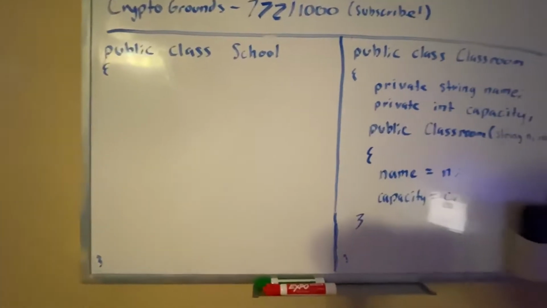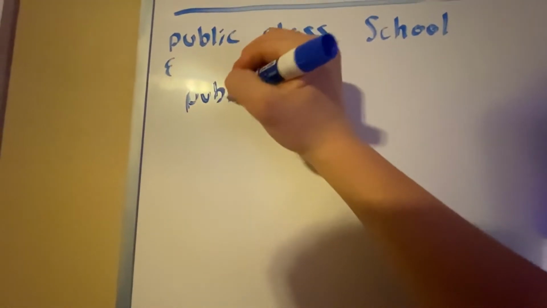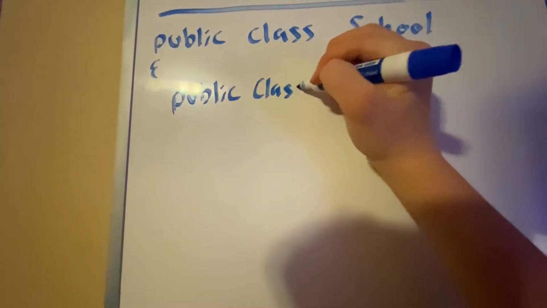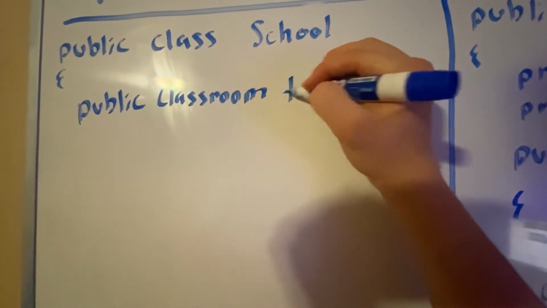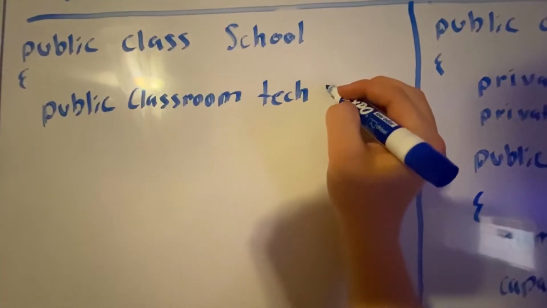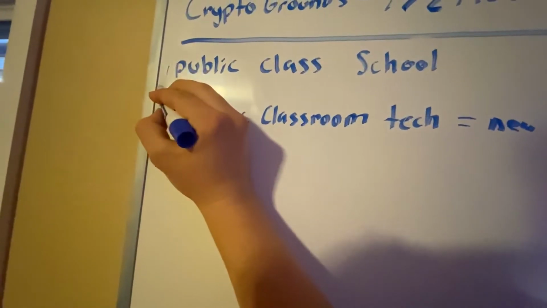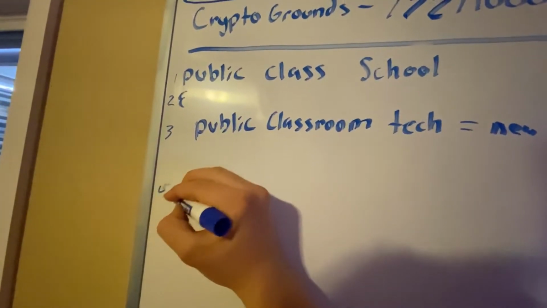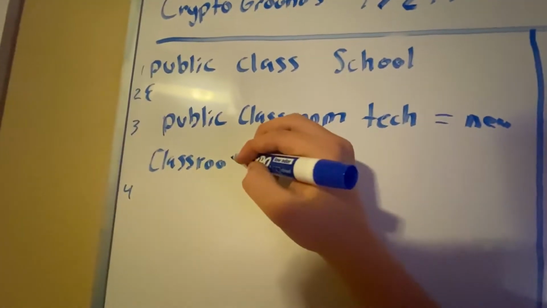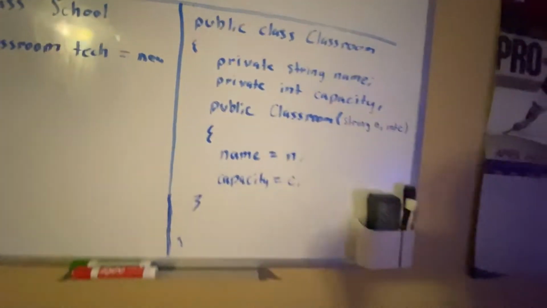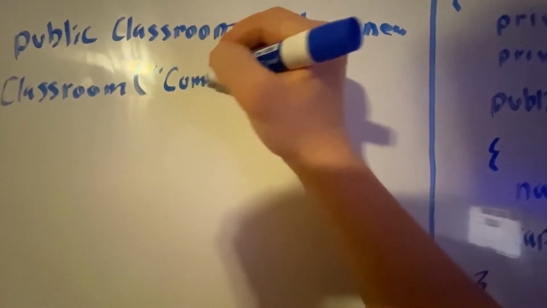Now in here, we're going to create our classroom again. So what we do now is write public classroom. Let's do tech, that's our classroom, is going to be equal to new classroom. We're going to run out of space, but this would be on the same line. And in here, we type whatever we want. So for our string, our name, we're going to put computer science.